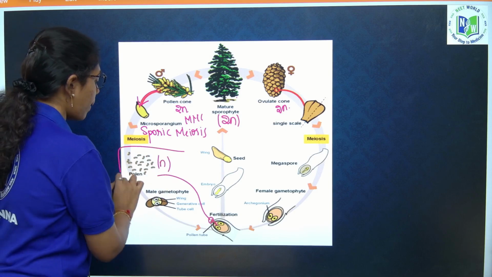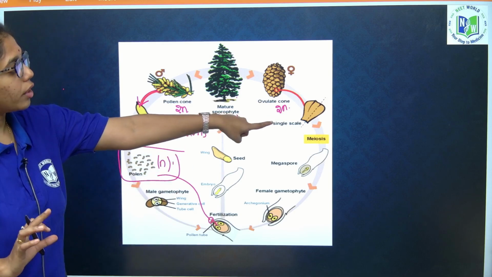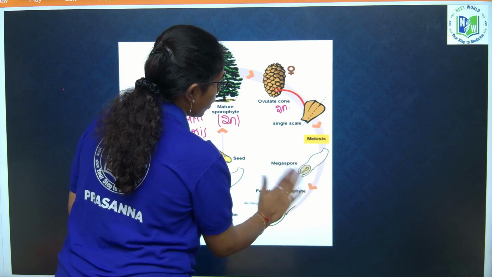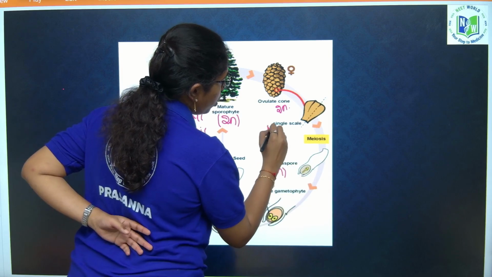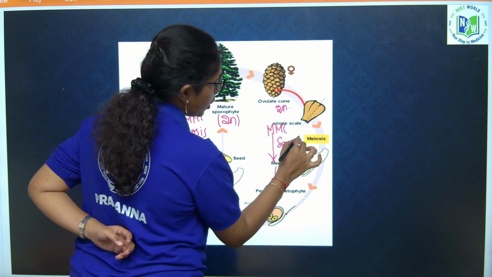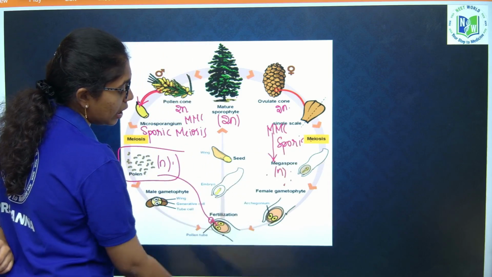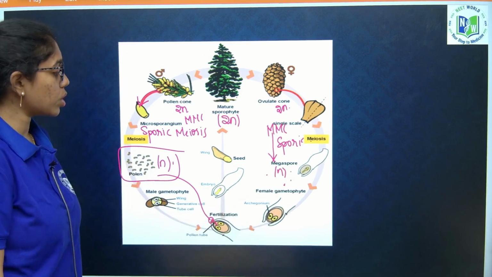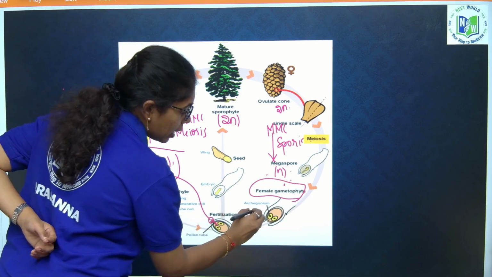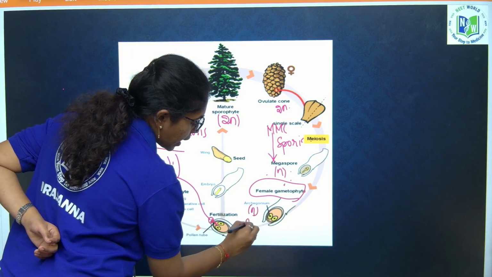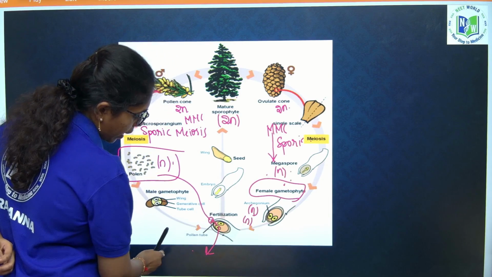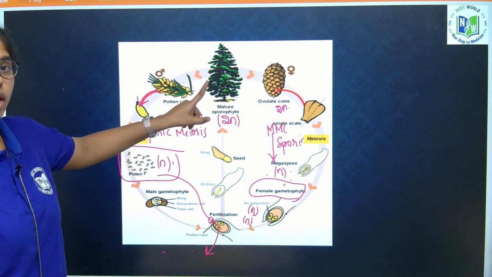So here what is the haploid phase? Only the pollen grain. If you look into the female cone, the megaspore is haploid, which is formed from the megaspore mother cell by sporic meiosis again. This megaspore will undergo sequential mitotic division and develop into a female gametophyte with archegonia, which is haploid, and inside which the egg is also haploid. This undergoes fertilization, forming a zygote, embryo, and that embryo again develops into a mature sporophyte.